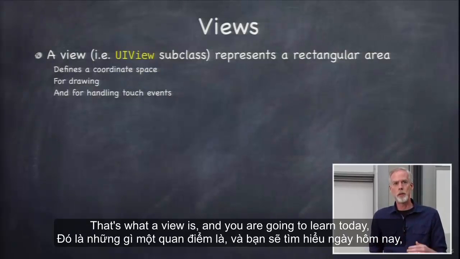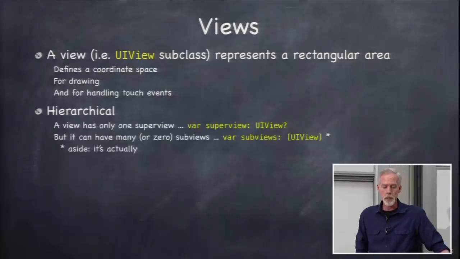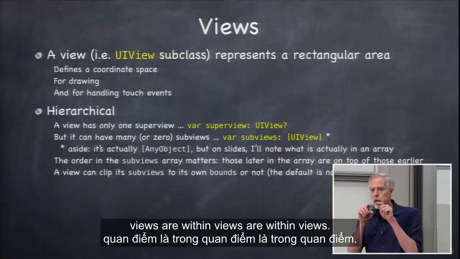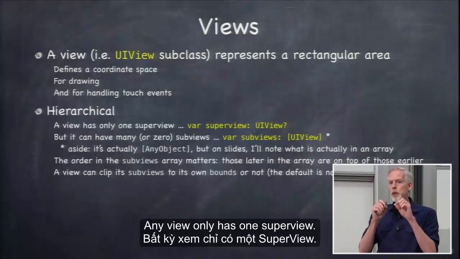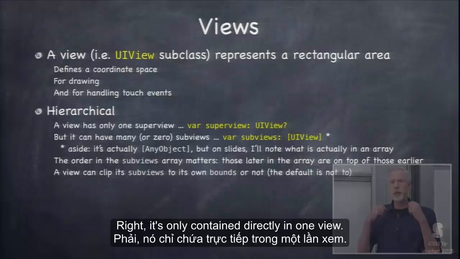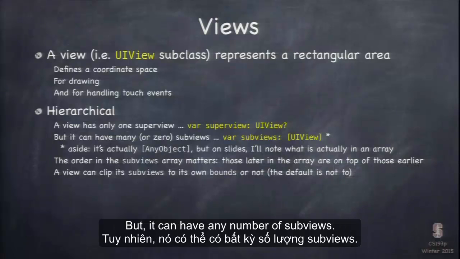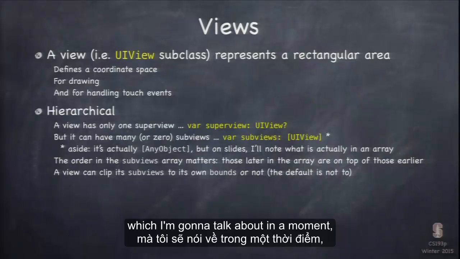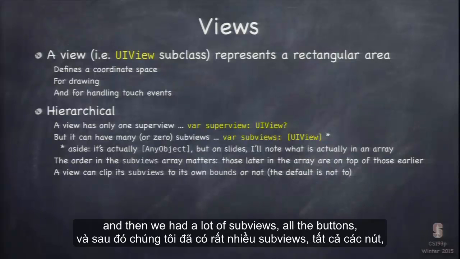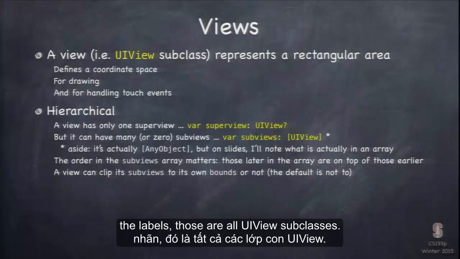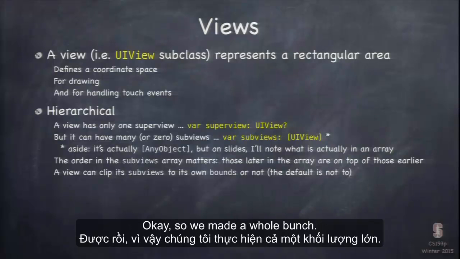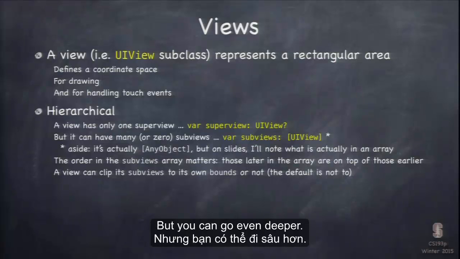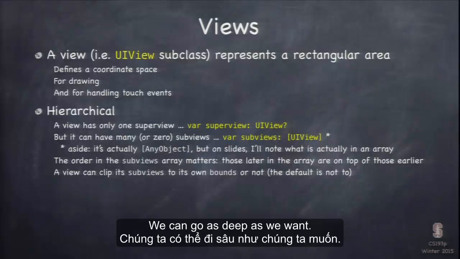And you are going to learn today how to make your own views. The views are hierarchical, so views are within views are within views. Any view only has one superview, right? It's only contained directly in one view, but it can have any number of subviews. So in our calculator, we had a top-level view, which I'm going to talk about in a moment, and then we had a lot of subviews. All the buttons, the labels, those are all UIView subclasses. Okay? And so we made a whole bunch. There's a bunch of subviews in that view. But we can go even deeper. It's hierarchical, multi-layer. We can go as deep as we want.